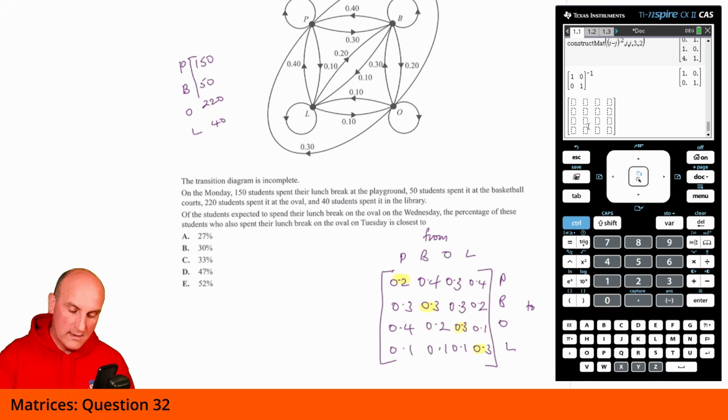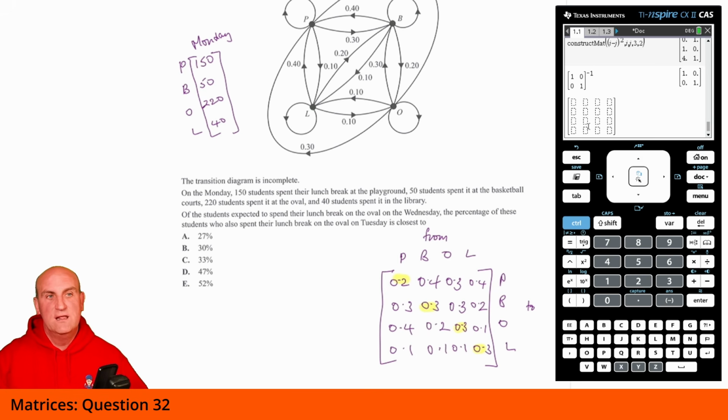I have my initial state matrix there. So what was that? That was on Monday. So what am I now going to do? Well, it says of the students expected to spend their lunch break on the oval on the Wednesday, the percentage of these students who also spent their lunch break on the oval on Tuesday is closest to. Right, let's see what happens now.